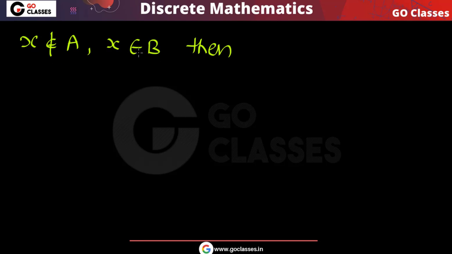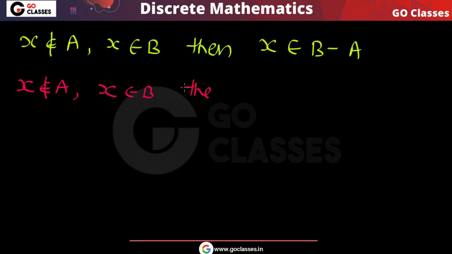So if x does not belong to A but x belongs to B, then what can you say? Then we can definitely say that x belongs to B minus A, because you can notice x belongs to B, x does not belong to A. Definitely x belongs to B minus A. Similarly, because x belongs to B minus A, I can also say this same statement: x does not belong to A, x belongs to B.